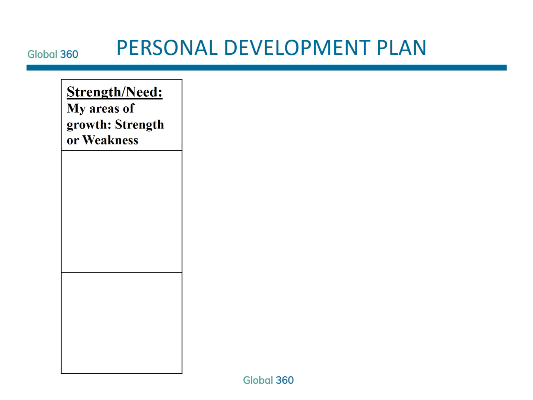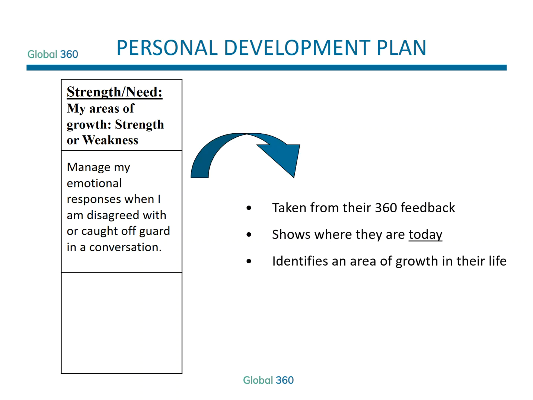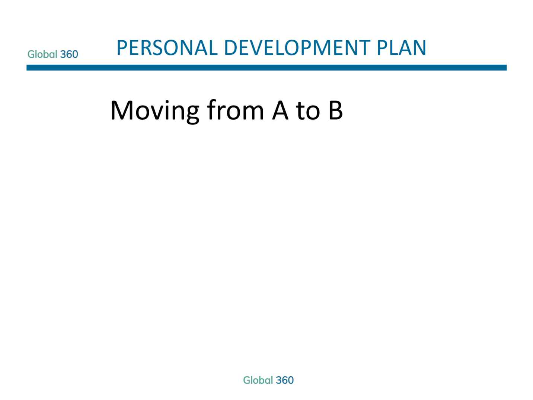For example, 1 area they want to grow in is to do a better job of managing my emotional responses when I'm disagreed with or caught off guard in a conversation. Note that this area is taken from their 360 feedback. It shows where they are today. They respond defensively when they're disagreed with or caught off guard. And it identifies an area of growth in their life. Now, for time's sake, we'll just illustrate this one issue.